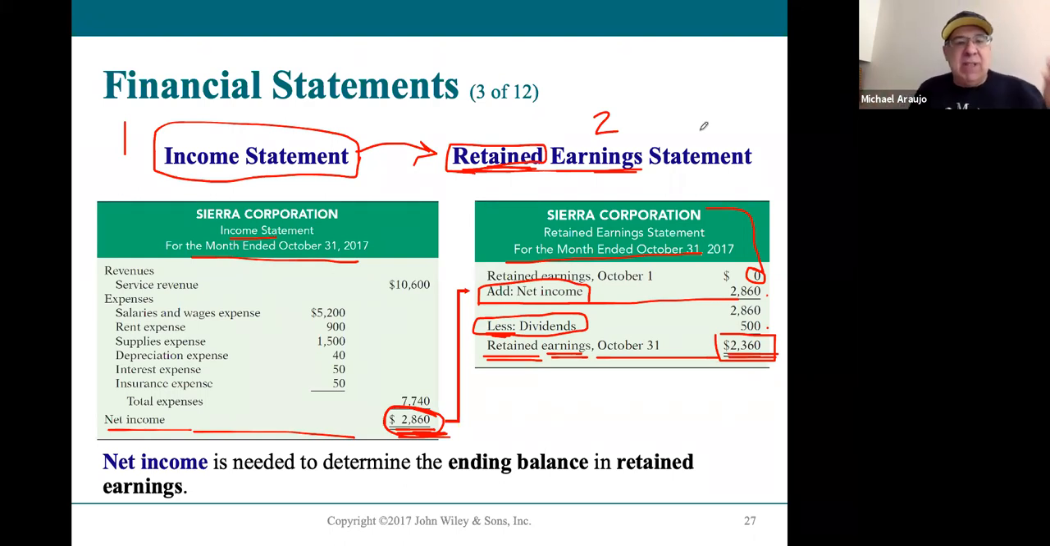Because the income statement tells us if we're profitable during that, in this case this month, and the retained earnings statement tells us how much of the profit has been retained. And so these two statements always go together for the exact same period of time. And that's a very important point I wanted to make sure you got.